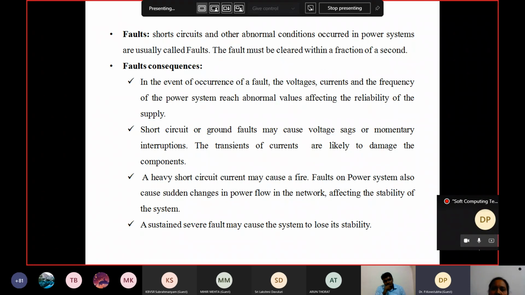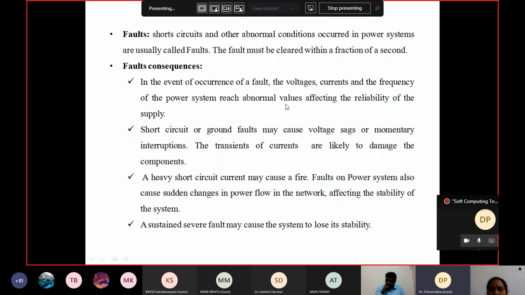Then another issue is faults. Short circuits and other abnormal conditions occurring in power systems are usually called faults. The fault must be cleared within a fraction of a second. Otherwise, it could extend to the healthy part also, and after some time the total equipment may be damaged. Sometimes the total system may shut down. These are the consequences of the occurrence of a fault.